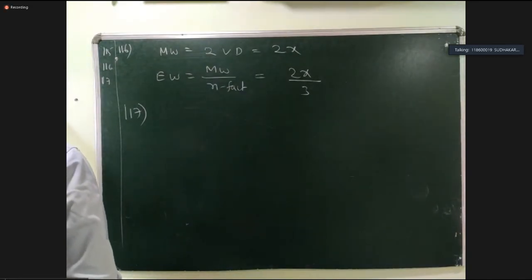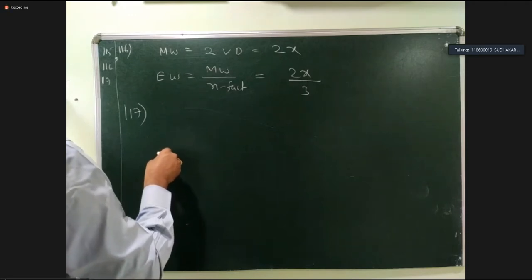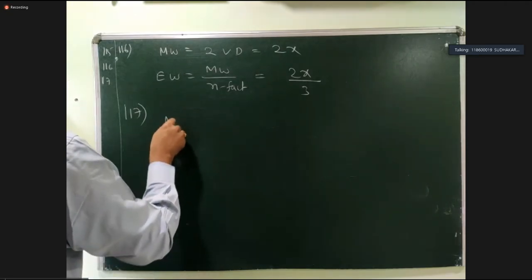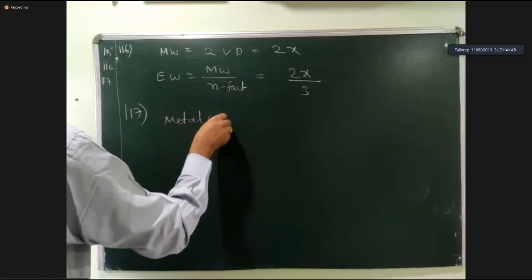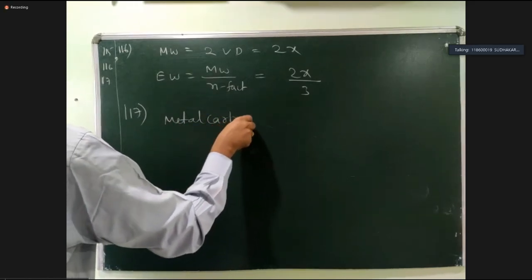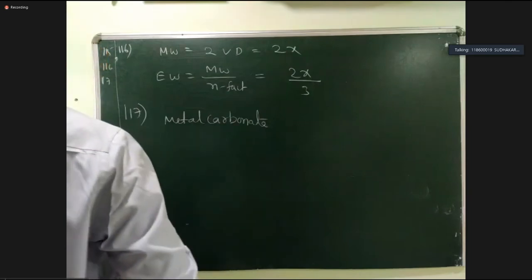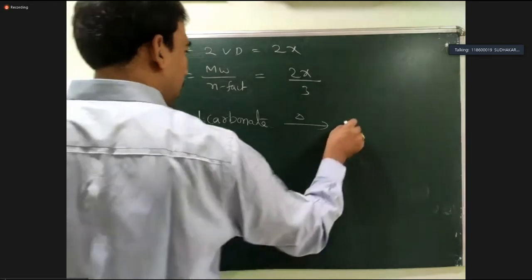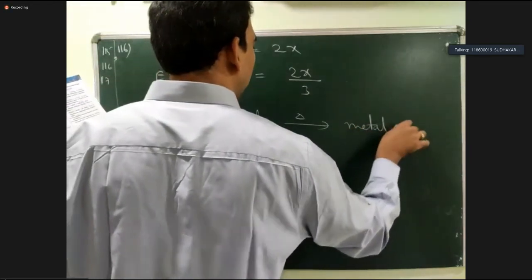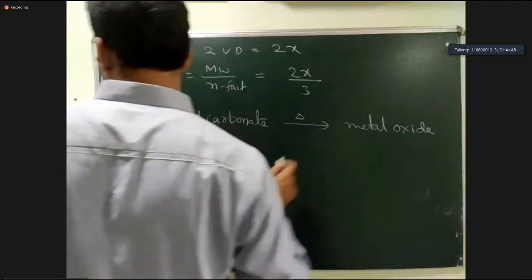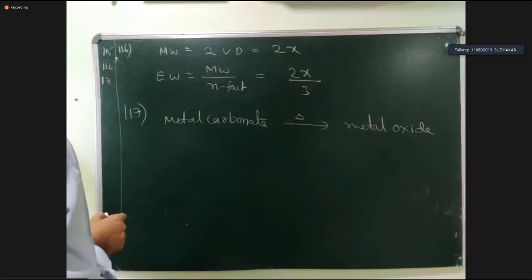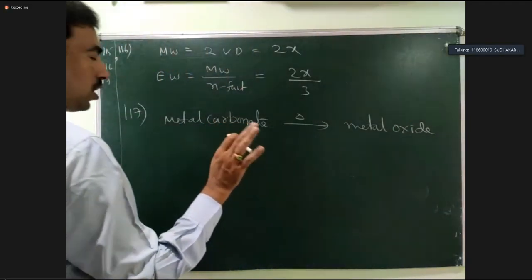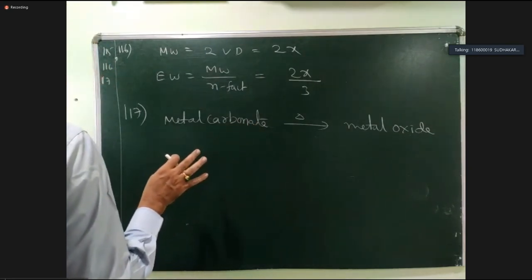2 grams of metallic carbonate on decomposition gave 1.5 gram of metallic oxide. Find the equivalent mass of the metal. So we can say it's a metal carbonate, which on heating decomposes to give 1.5 grams of metal oxide. So metal oxide is formed. We need the equivalent weight of the metal. Very important question this, very important question.